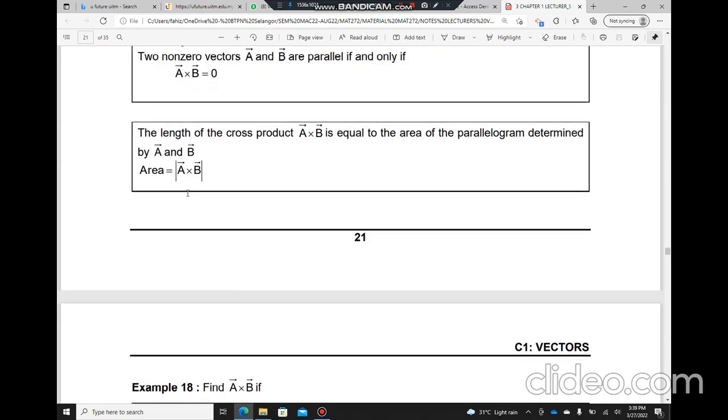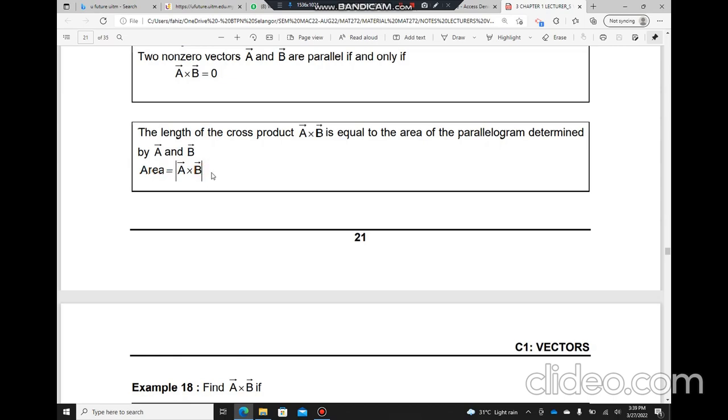Okay, then last one, the length of the cross product A cross B is equal to the area of the parallelogram determined by A and B. So yang ni nak kira untuk area. Area kita darab cross A cross B, and then kita cari magnitude, kita akan dapat area. Sebab tu dia kata length of A cross B is equal to the area. So length maksudnya awak kena kira magnitude lah. Sebab tu that's why kat sini kita guna simbol magnitude.